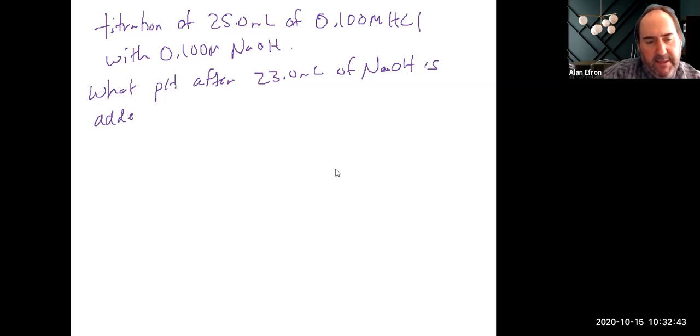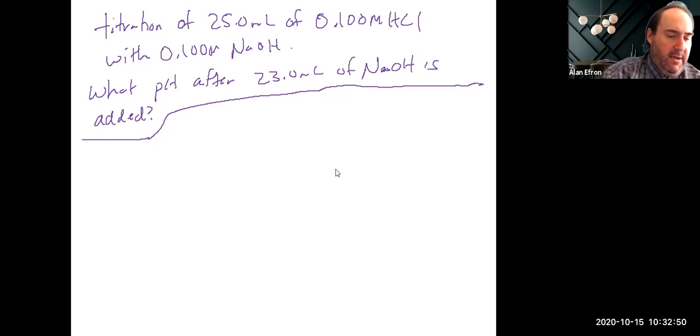All right, why don't you take a couple of minutes to see what you come up with? I will do it as well since I just made it up. Hope we'll get the same answer. What is the pH in this titration, just like the one we've been talking about, after you add 23 milliliters of sodium hydroxide?